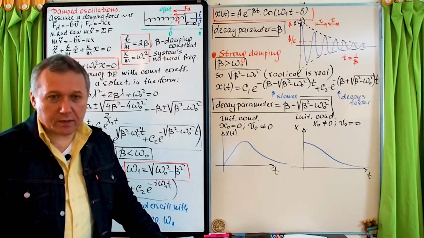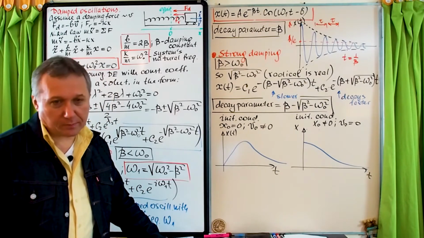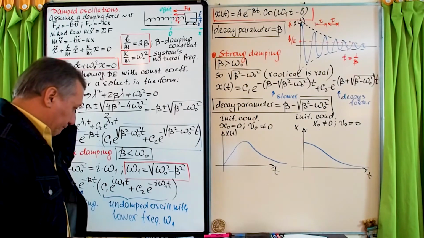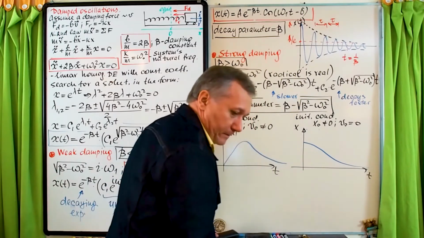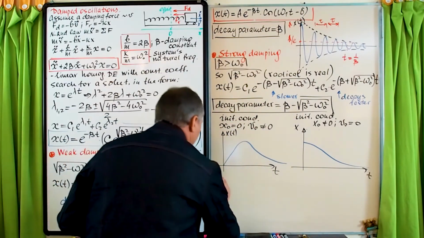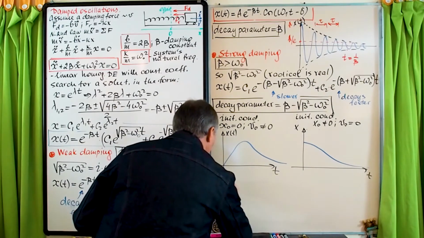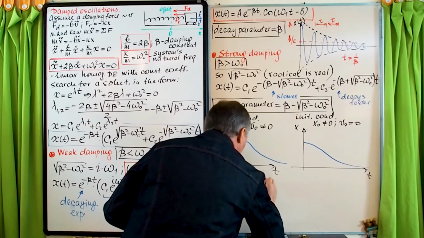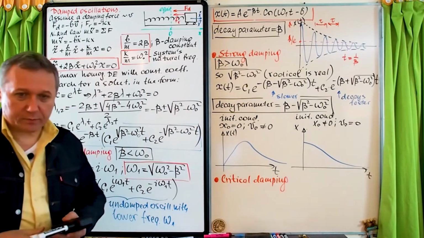And now the last case, critical damping, when beta equals omega naught. Right? Okay, I will probably try to put a few lines over here as well. So let me put a new bullet. So now critical damping. In this case, beta equals omega naught.